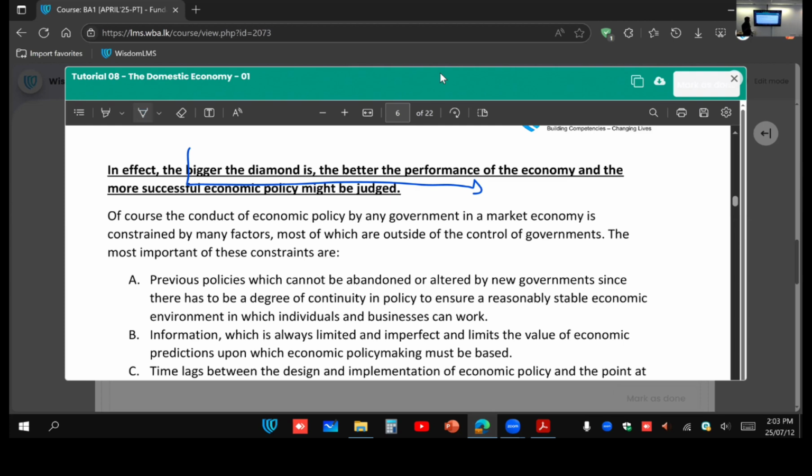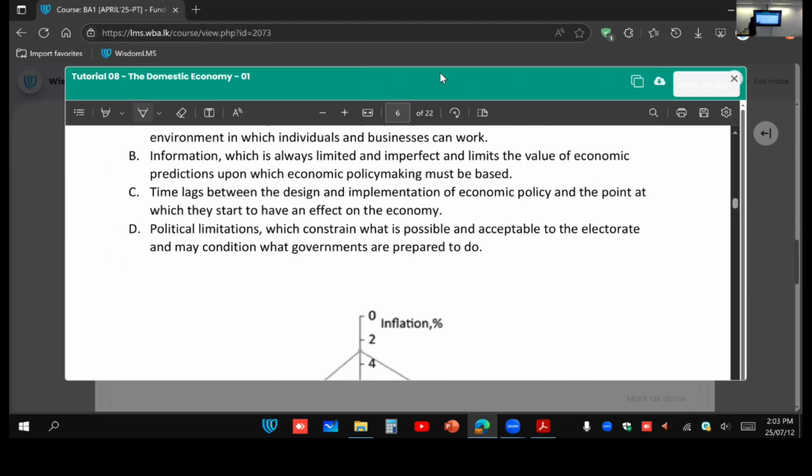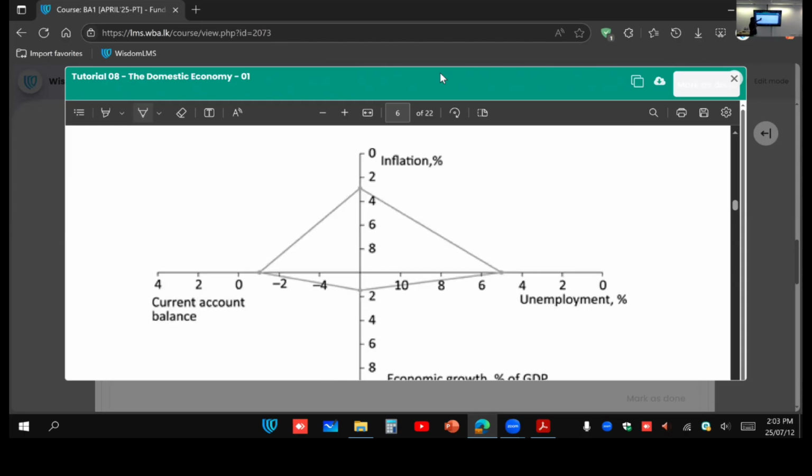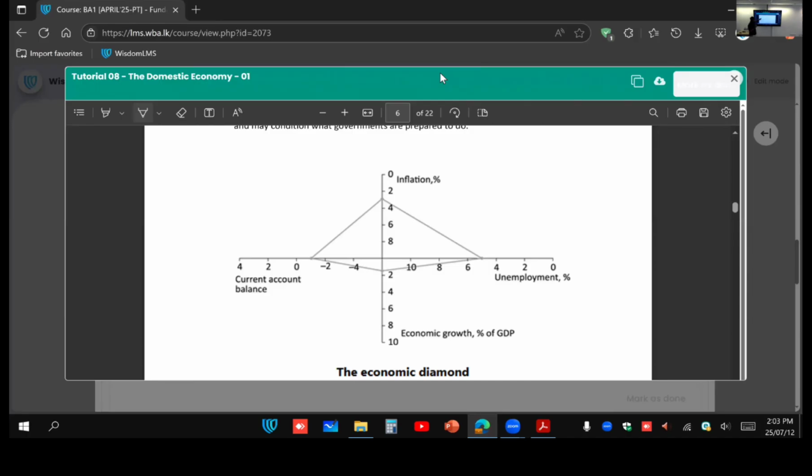Of course, the conduct of economic policy by any government in a market economy is constrained by many factors, most of which are outside the control of the government. So, we'll see the economic diamond first. This is the economic diamond. Does it look like a diamond to you? Imagine it. This is like a diamond.